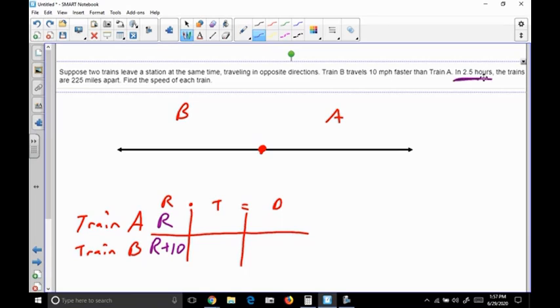In 2.5 hours, the trains are 225 miles apart. So they're starting here, and then they're going for 2.5 hours. So train A goes this way for 2.5 hours. Train B goes that way for 2.5 hours. So each of them have a time of 2.5 hours.